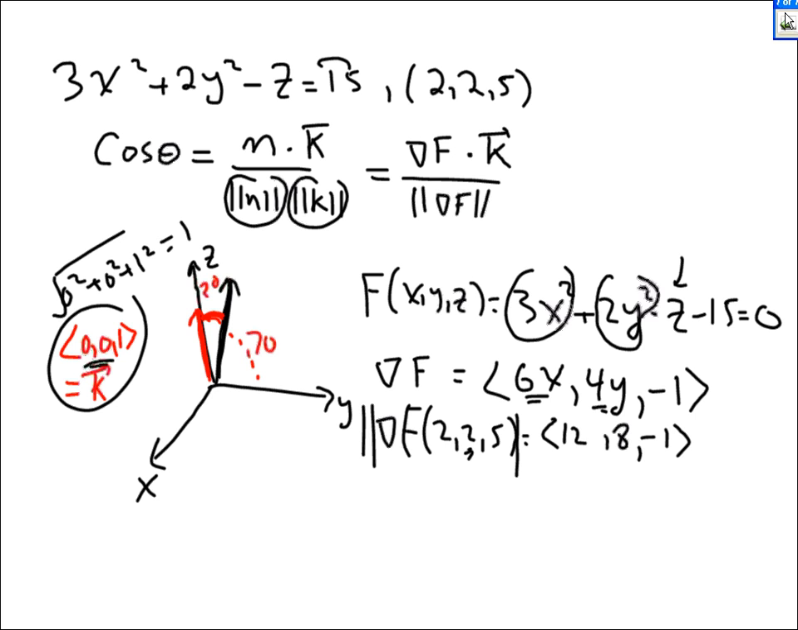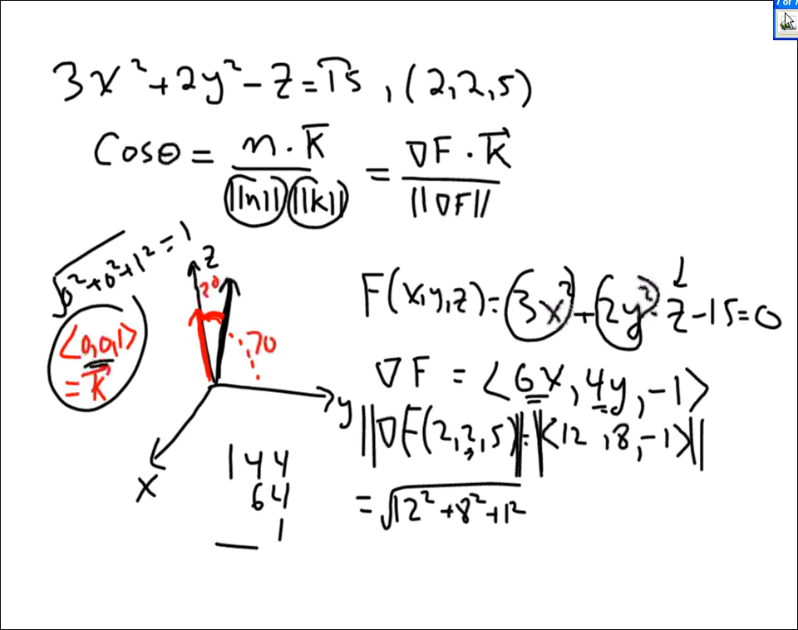The length of the gradient is going to be the square root of 12 squared plus 8 squared plus 1 squared. 12 squared is 144, 8 squared is 64, 1 is 1, which looks to me like 209. So it's the square root of 209. Okay. So now I want to dot these two vectors.